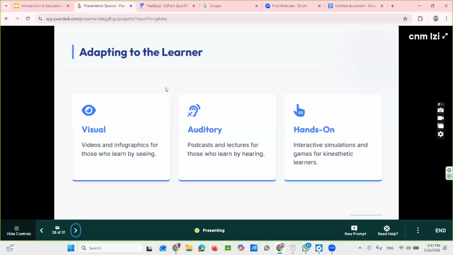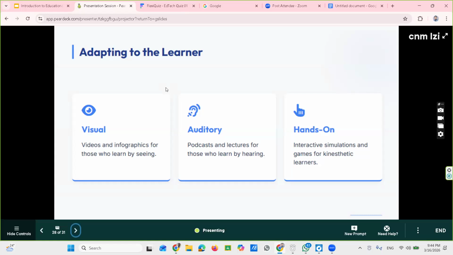Right. The next slide is about adapting to the learner. Under that, there are three main topics: visual, auditory, and hands-on. There are many things we want to consider when we are delivering or planning a lesson to the students. Then we want to understand the physical features of the student, and based on those features, we prepare.